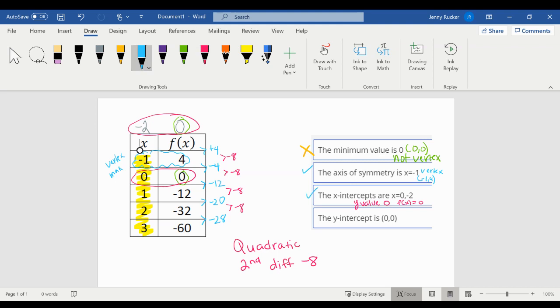Our final statement is the y-intercept is 0, 0. That is also a true statement because that point at the origin lies on the x-axis and the y-axis. So it's serving in both capacities as the x-intercept and as the y-intercept.